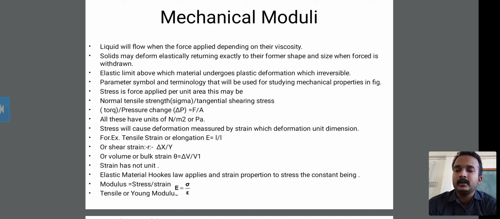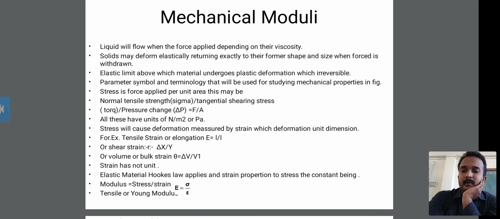Okay, or the shear strain small r is equal to delta x upon y, or the volume or bulk strain theta is equal to delta V upon V1. Okay, the strain has no unit, strain ला कोणत्या प्रकारचं युनिट नसतं.